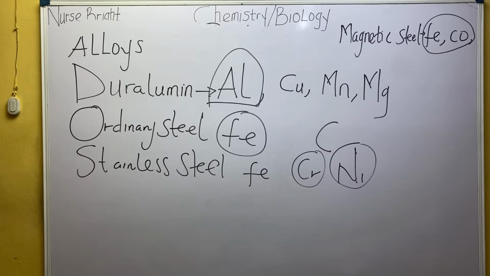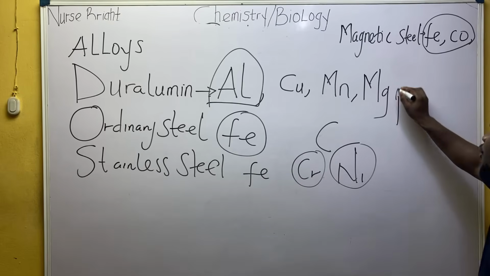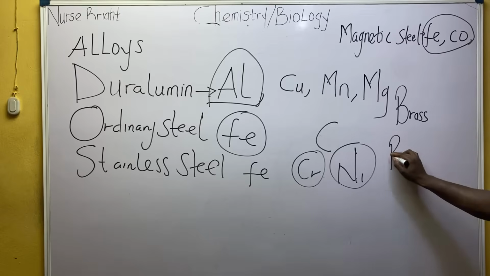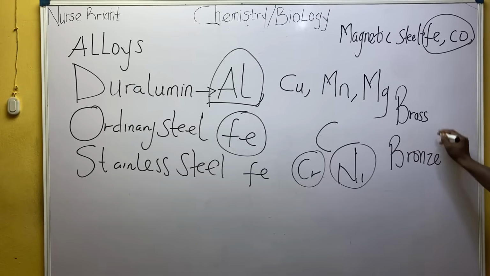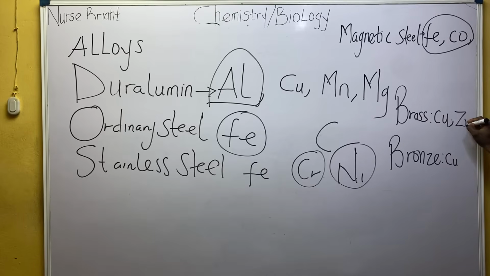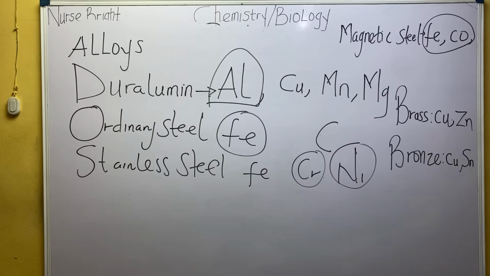There are some other common ones like brass and bronze. These are common examples. They are mixtures, metallic mixtures. What are the compositions of these? The two major compositions: copper is in both. One is made up of zinc, and the other is made up of tin. So brass is copper, zinc. Bronze is copper, tin. Brass is copper, zinc. Bronze is copper, tin.